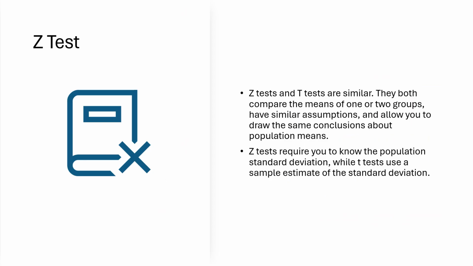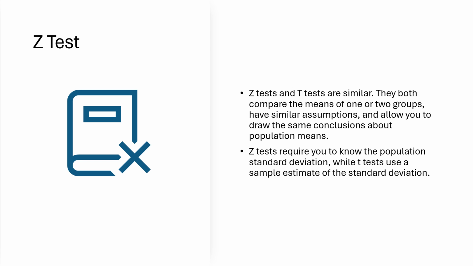Now, that was all about t-tests. So what is a z-test? Z-tests and t-tests are similar, and both of them compare the means of two given groups, infer some sort of assumption about them, and draw the same conclusions about the population mean. So where is it different? A z-test has the property that you have to know the standard deviation of the population.